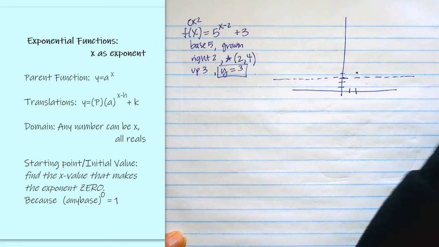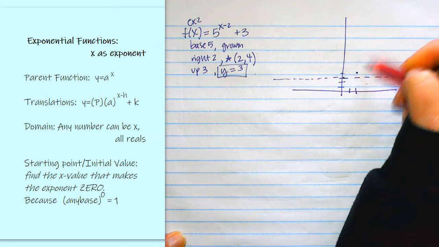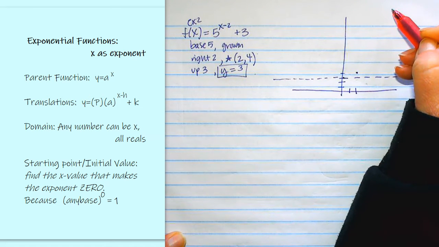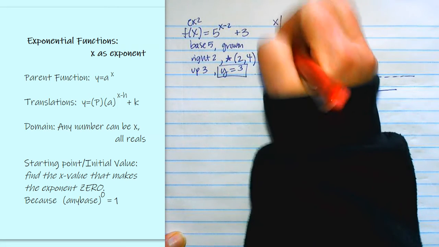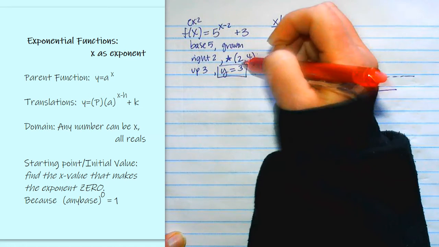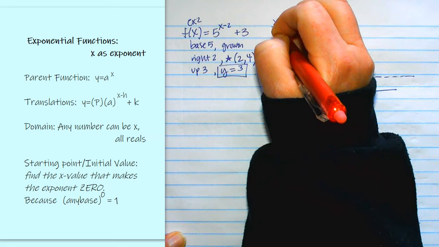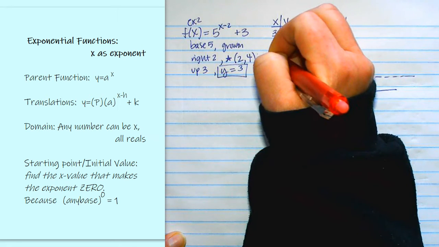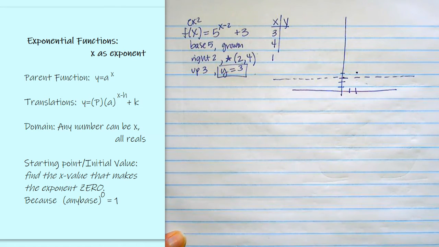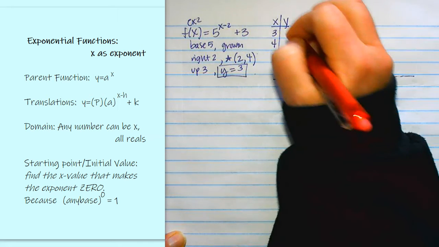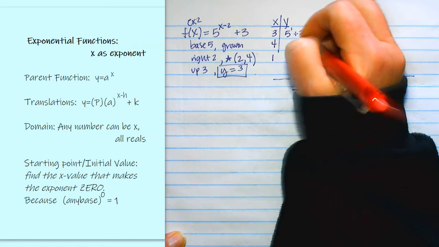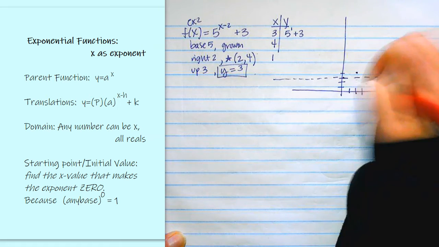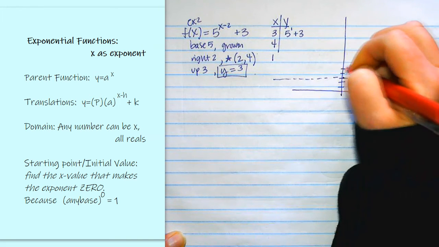Now, I could kind of sketch this out. I know it's probably going to look like this because it's growth. You need to plot some points so that you know that for sure. So let's plot some points around 2. So let's plot 3 and 4 and then 1 again. So at 3, I'm going to have 5 to the 3 minus 2, which is 5 to the 1 plus 3, that's 8. So at 3, I've got 4, 5, 6, 7, 8.